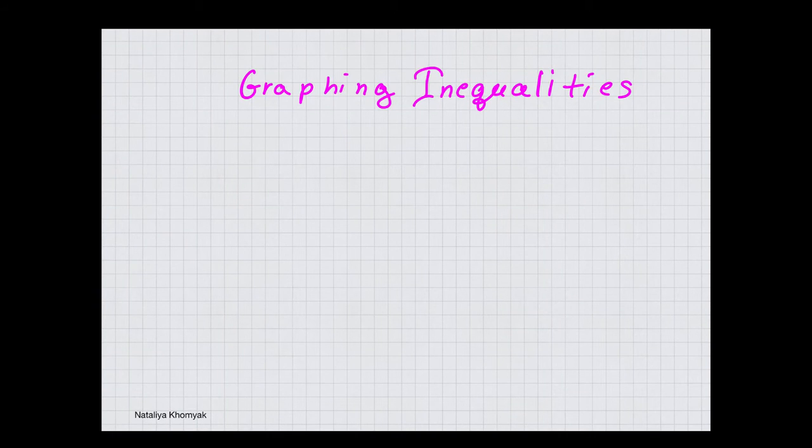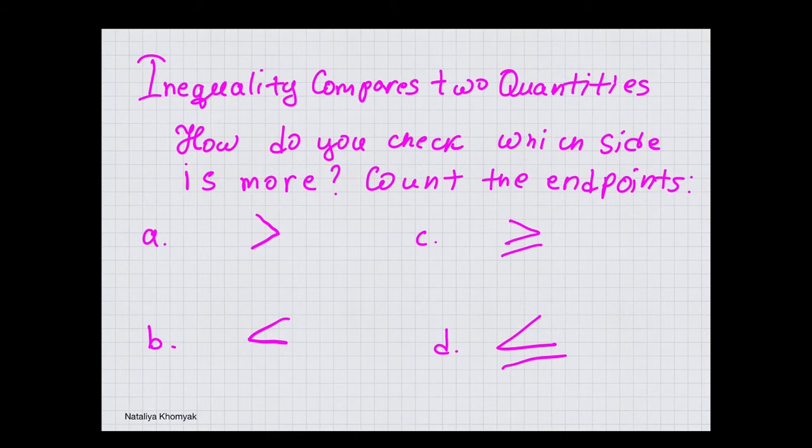Graphing inequalities. First, we're going to go over the inequality ideas. Inequality compares two quantities, and to check on which side of the inequality there is the bigger quantity, all you have to do is count the endpoints. So in example A, you have 1, 2 endpoints on this side, and 1 endpoint on this side. Example B, you have 1 point here, 1, 2 endpoints here.